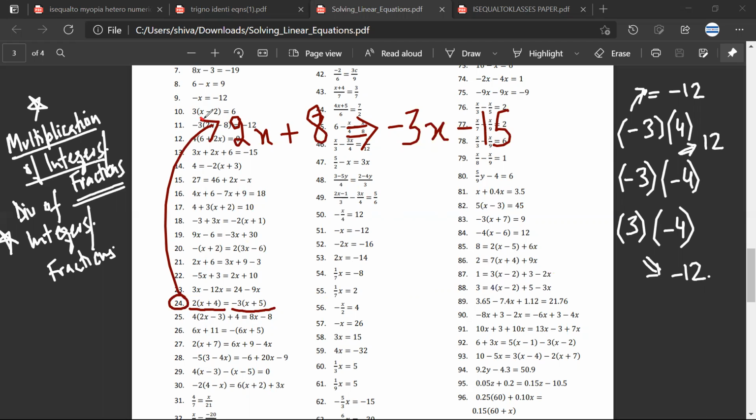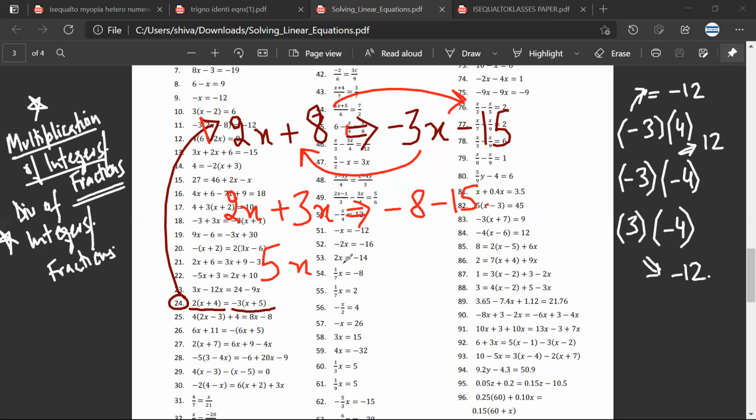Okay, Sarthak, what should I do next? So we'll bring minus 3x to the left hand side and plus 8 to the right hand side. Sarthak, is it okay? Yes, sir. Mr. Satya, is it okay? Yes. Sarthak? No, sir. I'm sorry?